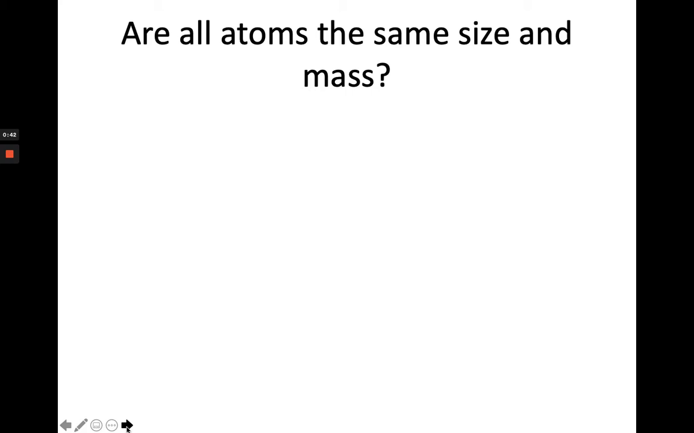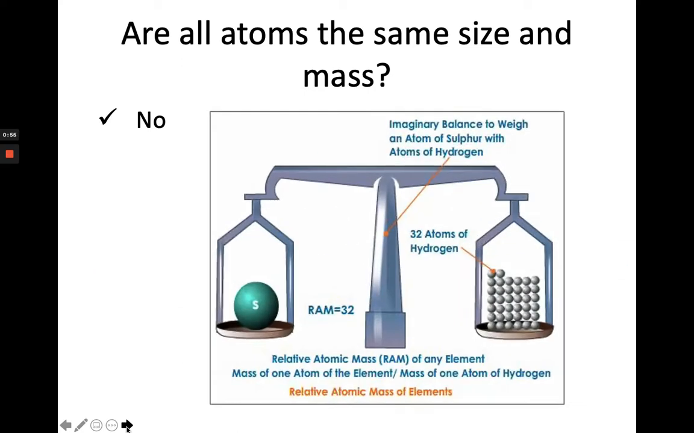All right, so first of all, I want you to look at your periodic table and ask yourself the question, are all atoms the same size and mass? And the answer to that, of course, is no. For example, the atomic mass of sulfur is 32 versus the atomic mass of hydrogen, which is 1. So you would have 32 atoms of hydrogen for every 1 atom of sulfur.